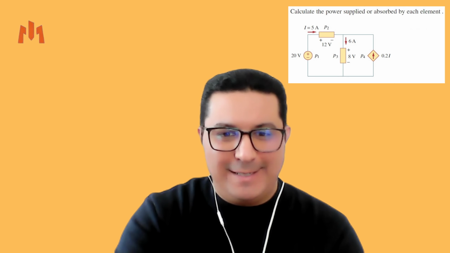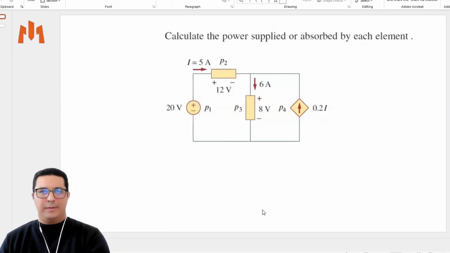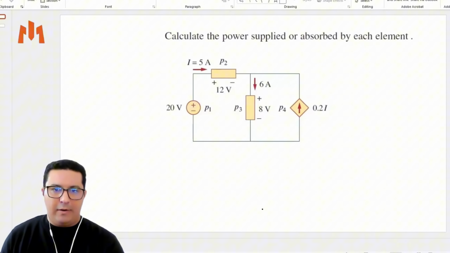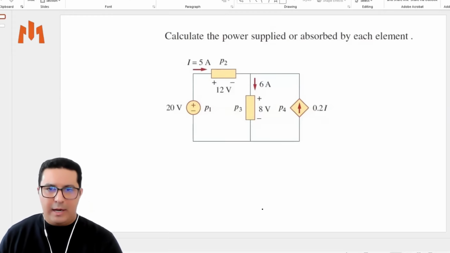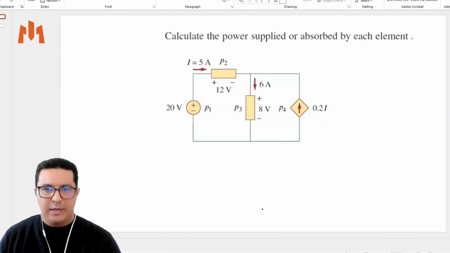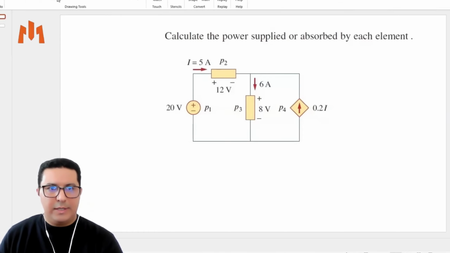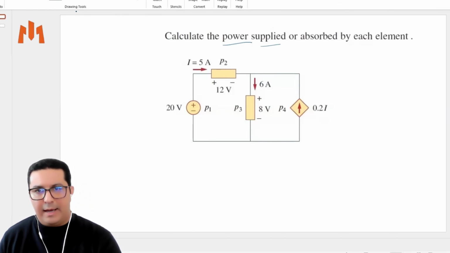Today, we are going to solve an electric circuit. So let's take a look, please. As you see here in this circuit, we have the independent voltage source, and we have some elements, and another one is the dependent current source. But the question is about something else. The question is to calculate the power supplied and absorbed.